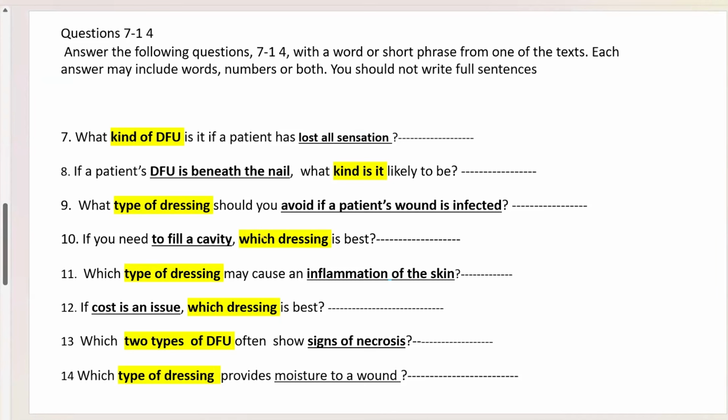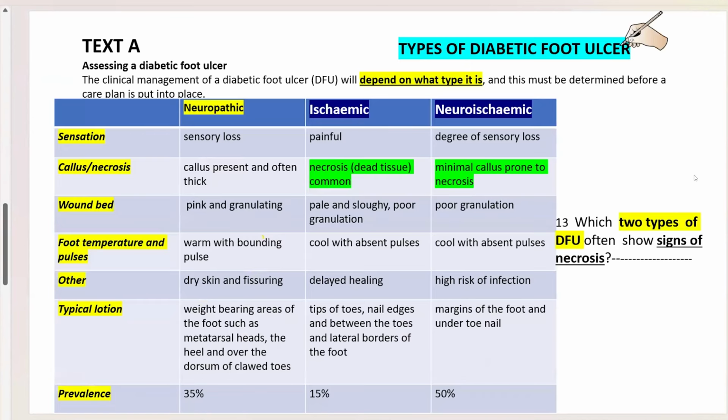Which two types of DFU often show signs of necrosis? Now, from which text is it? Text A, because it's a type of DFU, diabetic foot ulcer, not a type of dressing. We have read before about sensation, necrosis, wound bed, all those things. So for necrosis, just check which type. "Callus present and often thick." They didn't mention anything regarding necrosis. Necrosis means dead tissue. Here, "minimal callus, prone to necrosis." So which are those two types of DFUs? Ischemic and neuroischemic. Now move to the next question, question number 14.